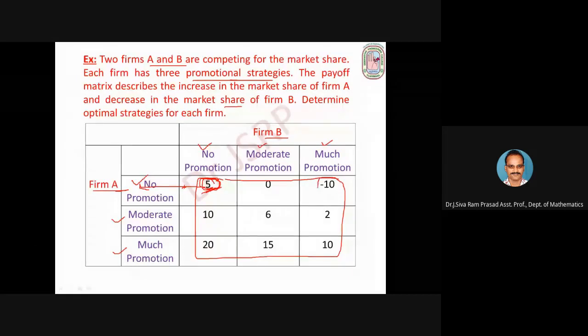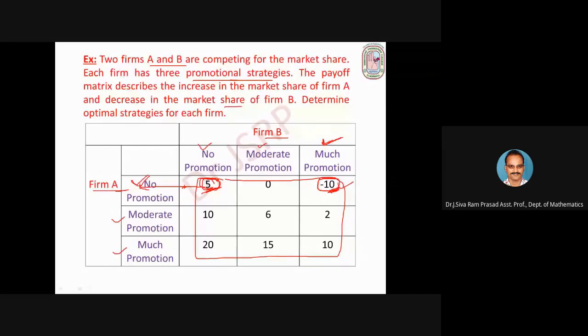Okay, if you consider this entry, minus 10. That means firm A selects no promotion and firm B selects much promotion. Much promotion means more advertisement for firm B, no advertisement for A. Then the payoff is minus 10. Since it represents a negative value, it represents a loss for firm A and a gain for firm B. That means in terms of this problem, the market share of firm A decreased by 10% and the market share of firm B increased by 10%. So that is the meaning of this minus 10.